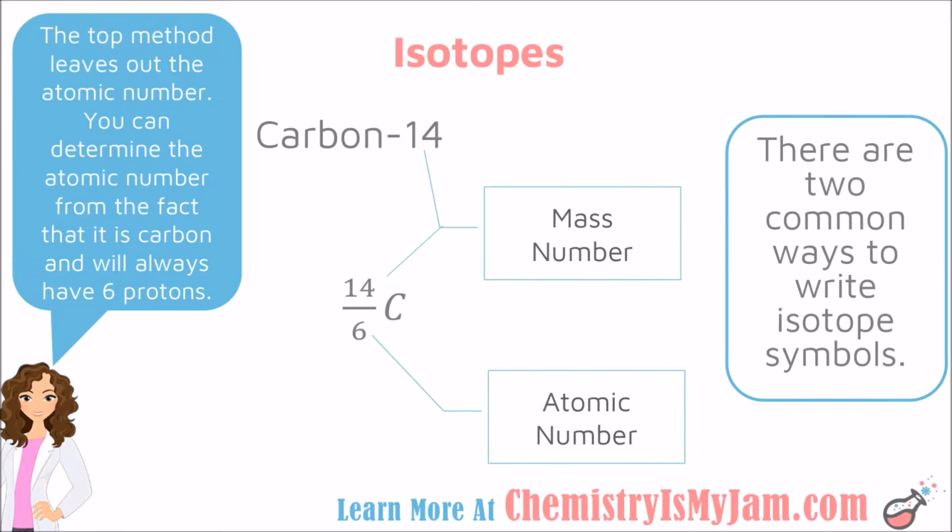Both methods of writing out isotopes give me the same information. They both tell me what element it is, which means that I can use the periodic table to determine the number of protons, and they both give me the mass number, and if I know the mass number and the protons, I can determine the number of neutrons.